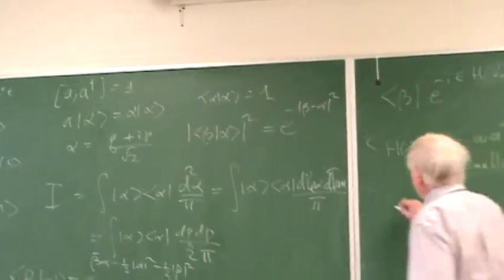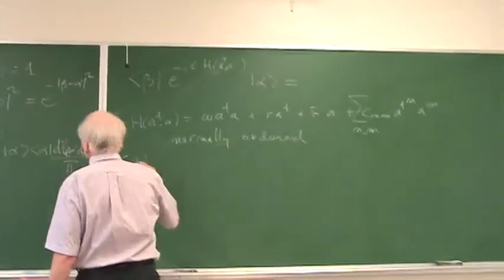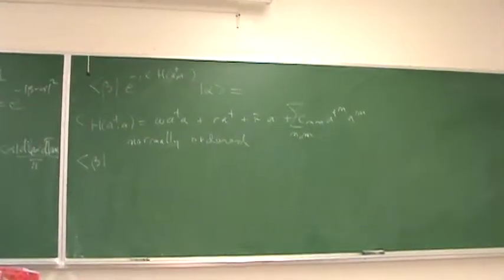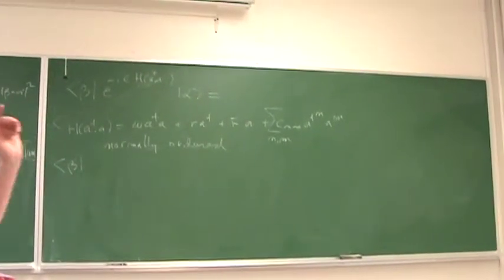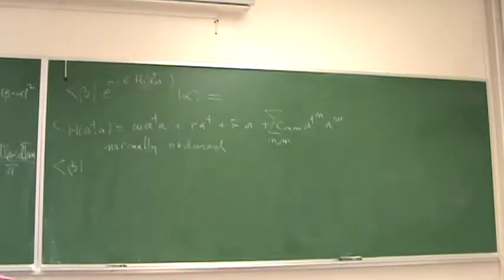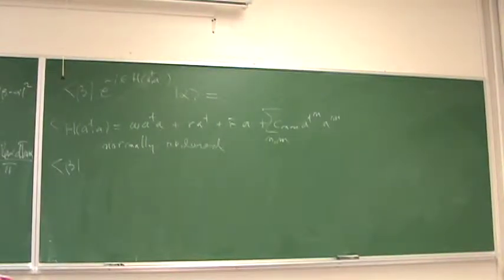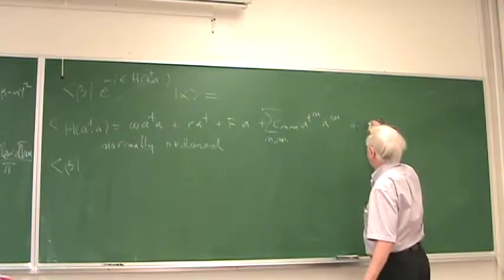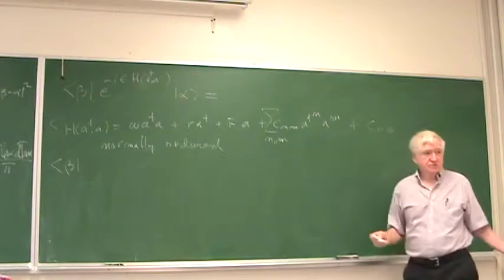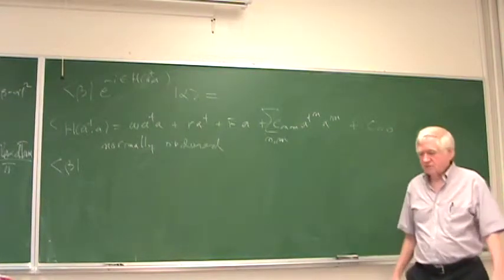Okay, well, clearly, wouldn't you also get terms of order one that don't have any powers of a and a dagger? Yeah, if you have a constant, then that just sits there. Oh, it just factors out, okay. Well, in other words, there could be a term C_00. Okay, fair enough.